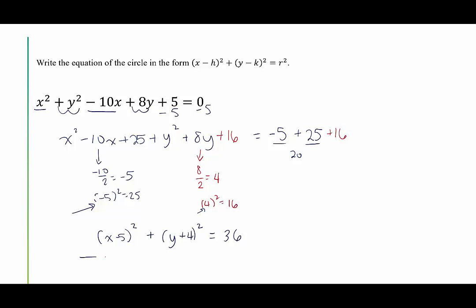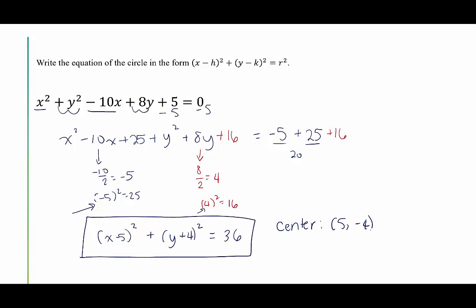And this would be the equation of the circle. We now can quickly figure out that the center of the circle is located at (5, negative 4). And this one has a radius of the square root of 36, which would be 6.